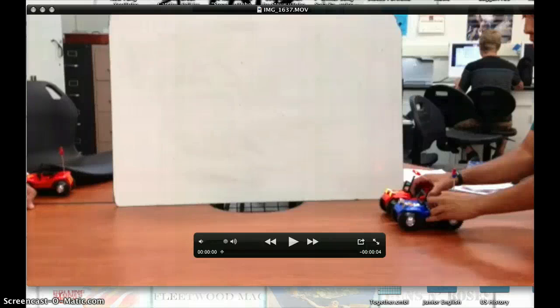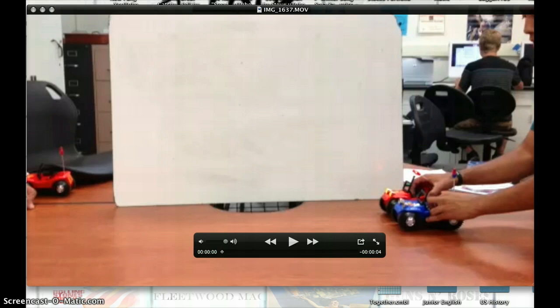Hi. Now I'm going to be explaining two objects moving together. In this scenario, we're going to have them both moving in a negative direction, so that's from the right side of the screen over here to the left over here.